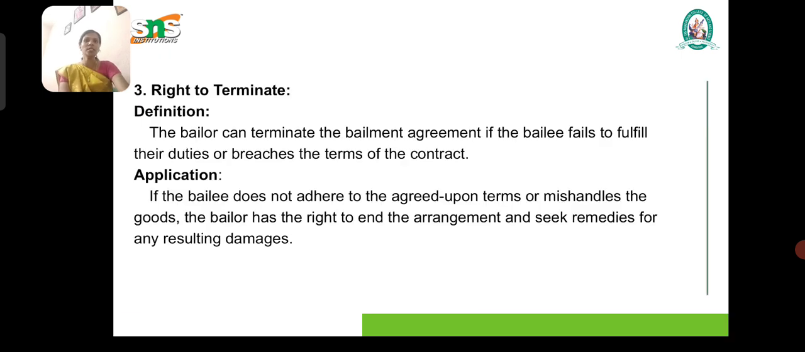The third one is right to terminate. If you identify any illegal activities or any promise existing, you can claim the amount, then you can terminate the person.